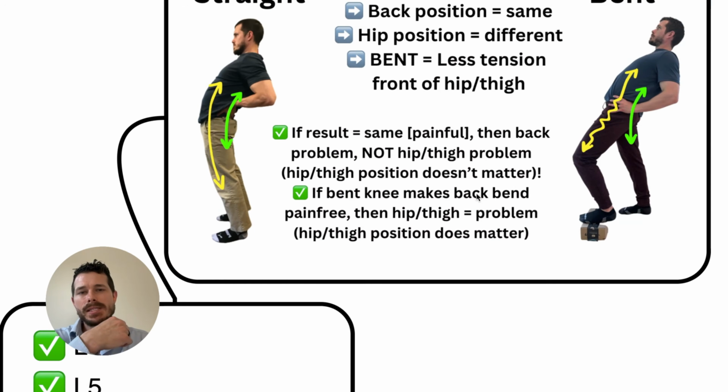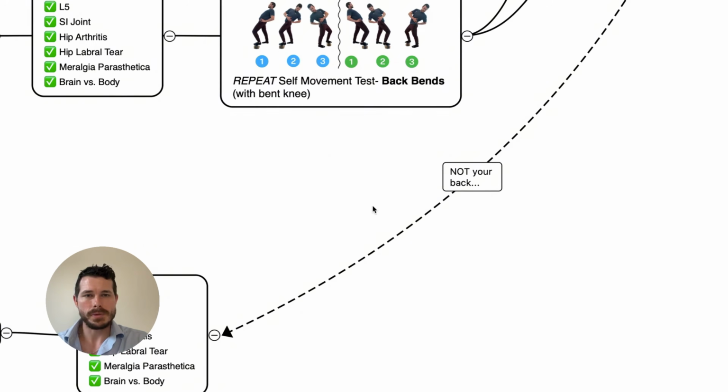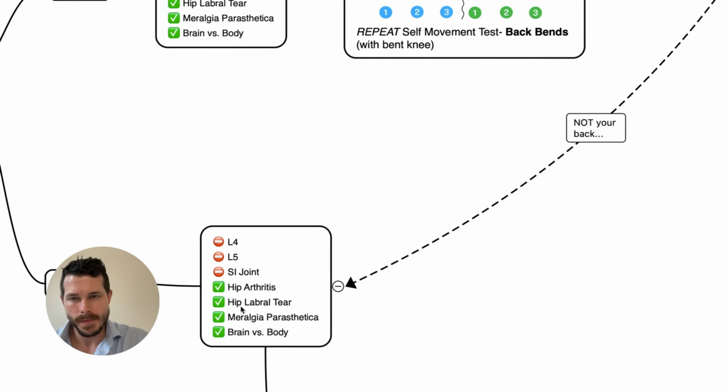Well, remember we talked about up here in the explanation of things. If the bent knee makes the back bend now pain-free, it was painful here, but then when I bend the knee and I take tension off the front of the thigh and I deload a bit of the hip, I change the hip position, then this indicates it's more likely to be a hip and or tissue issue on the front of the thigh. So here we are. It tells us it's not your back.